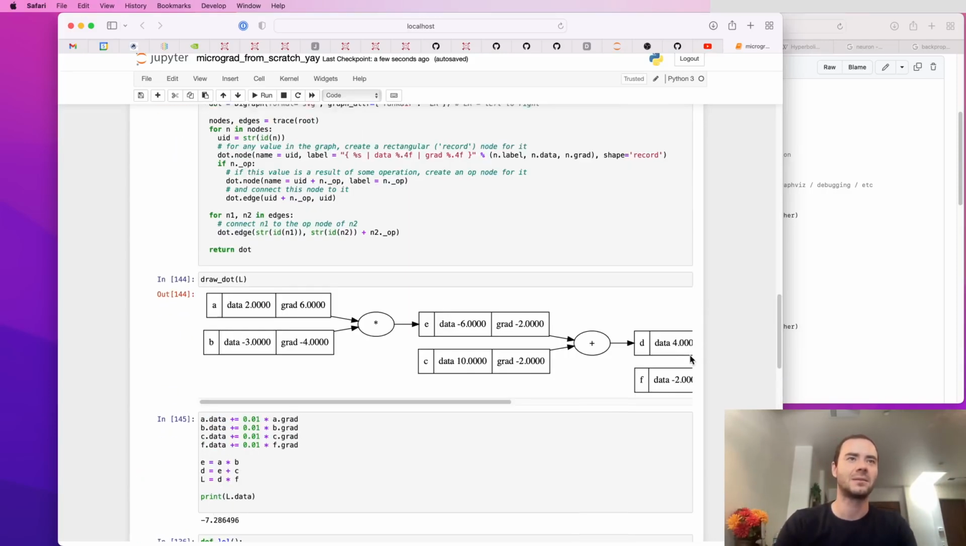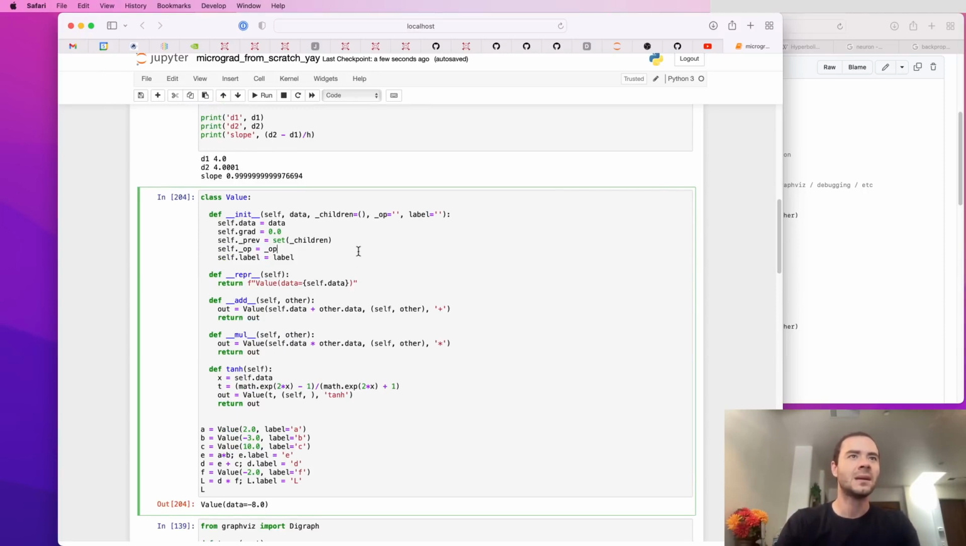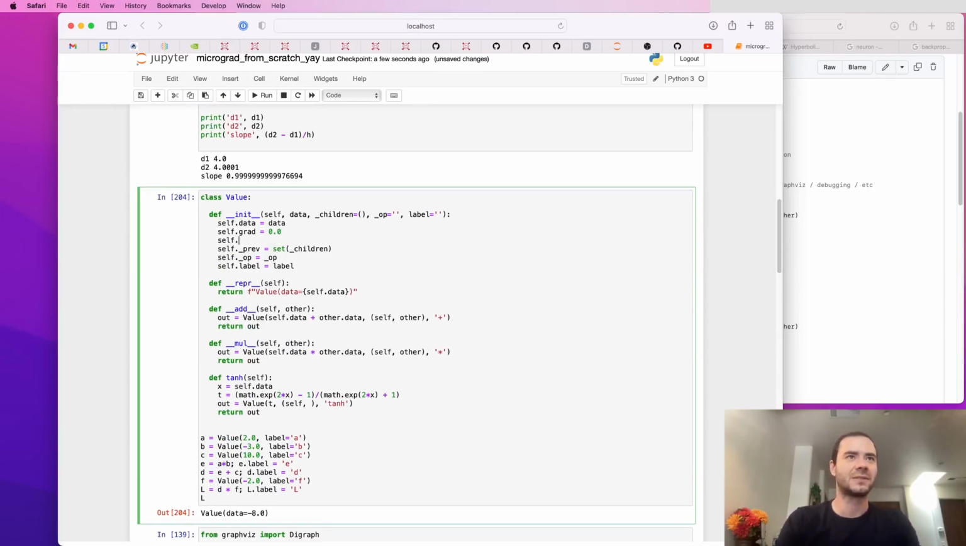So let's go up to the value object, and we're going to start codifying what we've seen in the examples below. So we're going to do this by storing a special self._backward. And this will be a function which is going to do that little piece of chain rule. At each little node that took inputs and produced output, we're going to store how we are going to chain the output's gradient into the inputs' gradients.